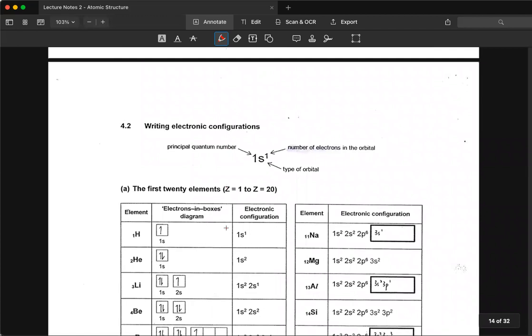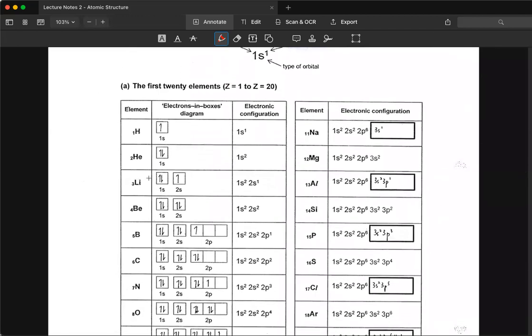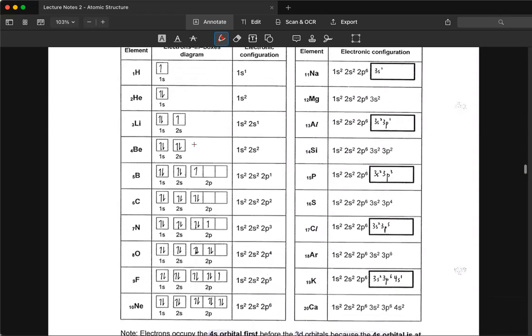How to write electronic configuration? So 1s1 is an example. 1 stands for principal quantum number. S is the type of orbital, and 1 indicates the number of electrons in the orbital. So this is the electronic configuration and the electron in box diagram for the first 20 elements for your preview.